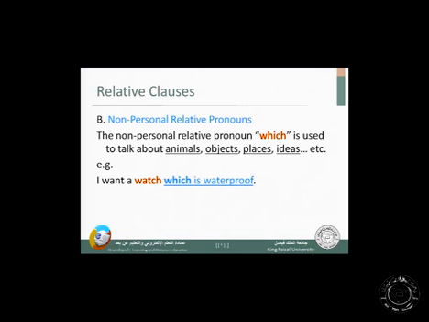For example, I want a watch which is waterproof. The subordinate clause, the relative clause in this sentence is which is waterproof. So here we have which, this is the relative pronoun. It points to an antecedent, watch. You will notice that watch is not human, okay? It is an object. It is non-personal. So when we have a non-personal antecedent, we use which, okay? If you want to form a relative clause. So which is used with non-personal antecedents, like watch in this sentence.